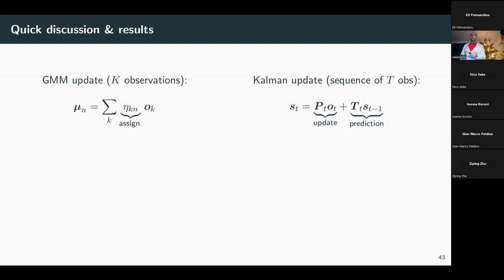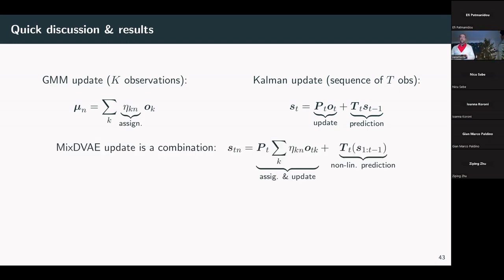Okay. So what the mixed VAE is doing is actually taking all the past values of the source position and having a nonlinear prediction, and then having this assignment as in a GMM to compute the update. So in the mixed VAE, the update of the source position is a combination of several assignments at time t, as in the case of a GMM, plus the prediction that you had from the previous time steps, all right? So mapping our formula to standard update techniques like the Kalman or the GMM is also quite reassuring. It makes sense.